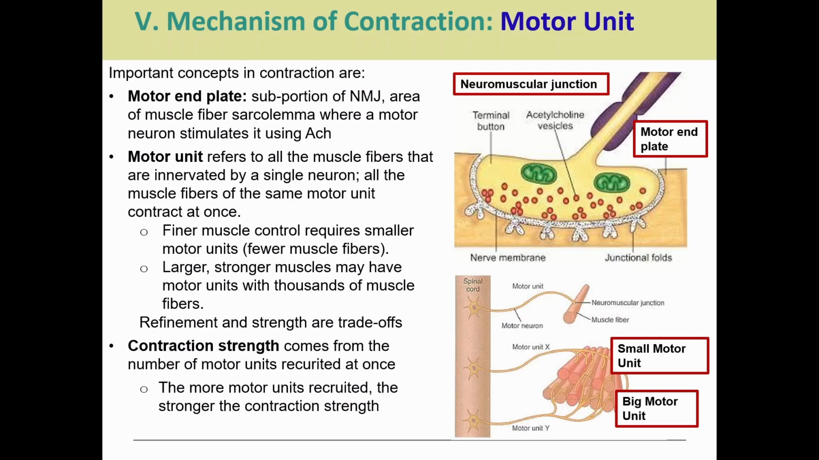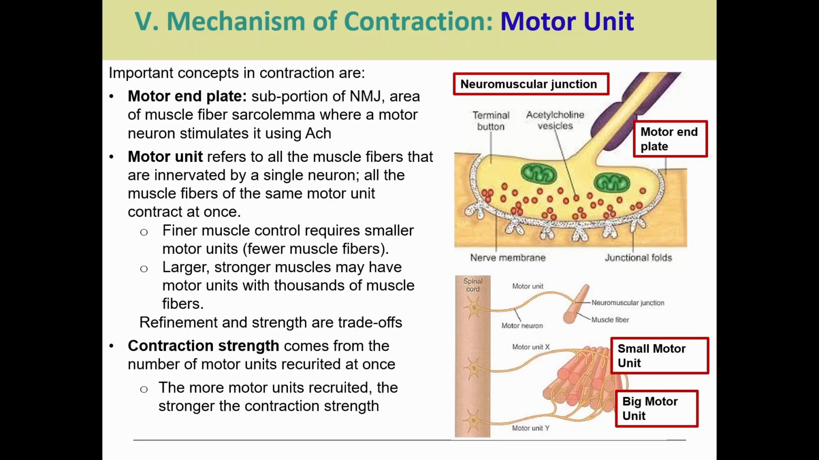So movements that require more detail, smaller, more controlled movements, very fine motor skills, require smaller motor units, right? Because then we have more specific control. The smaller the motor units, the more of them we can have in a given space, and that means we can more delicately control them.